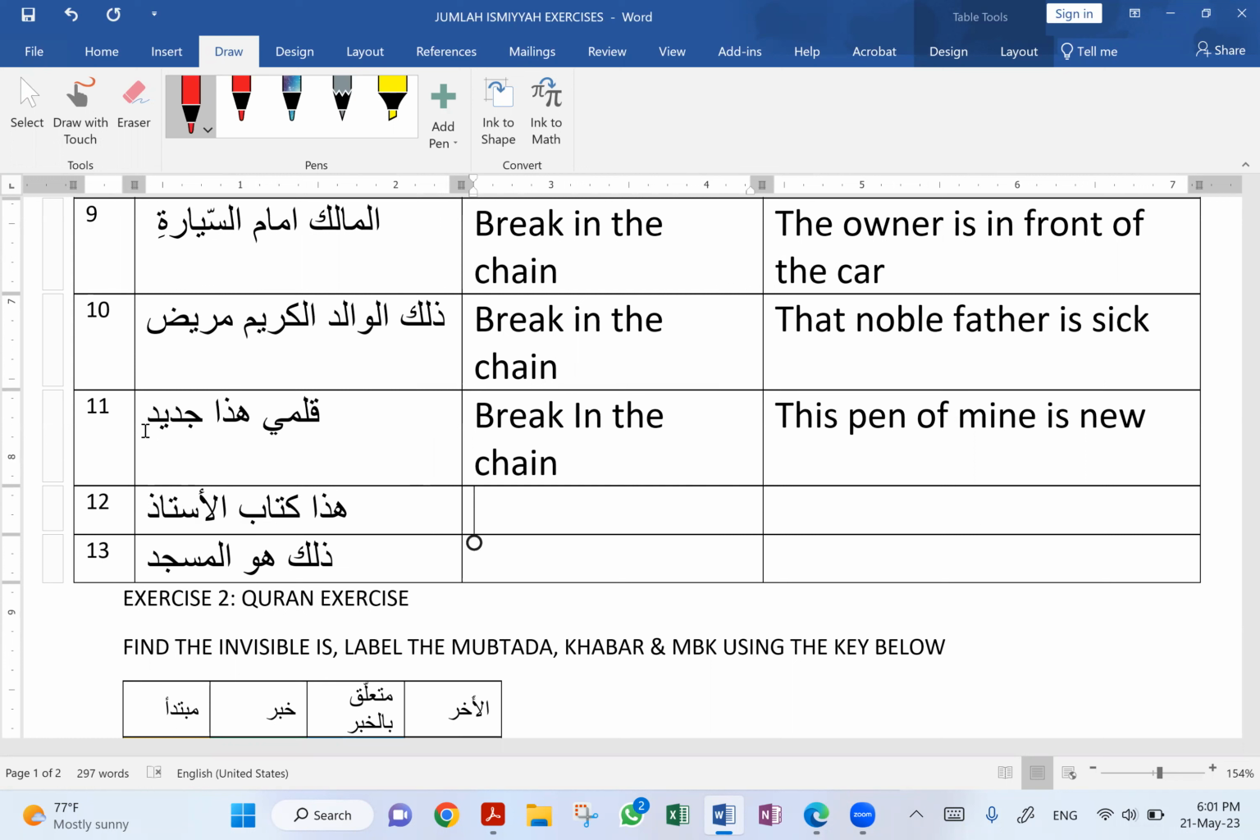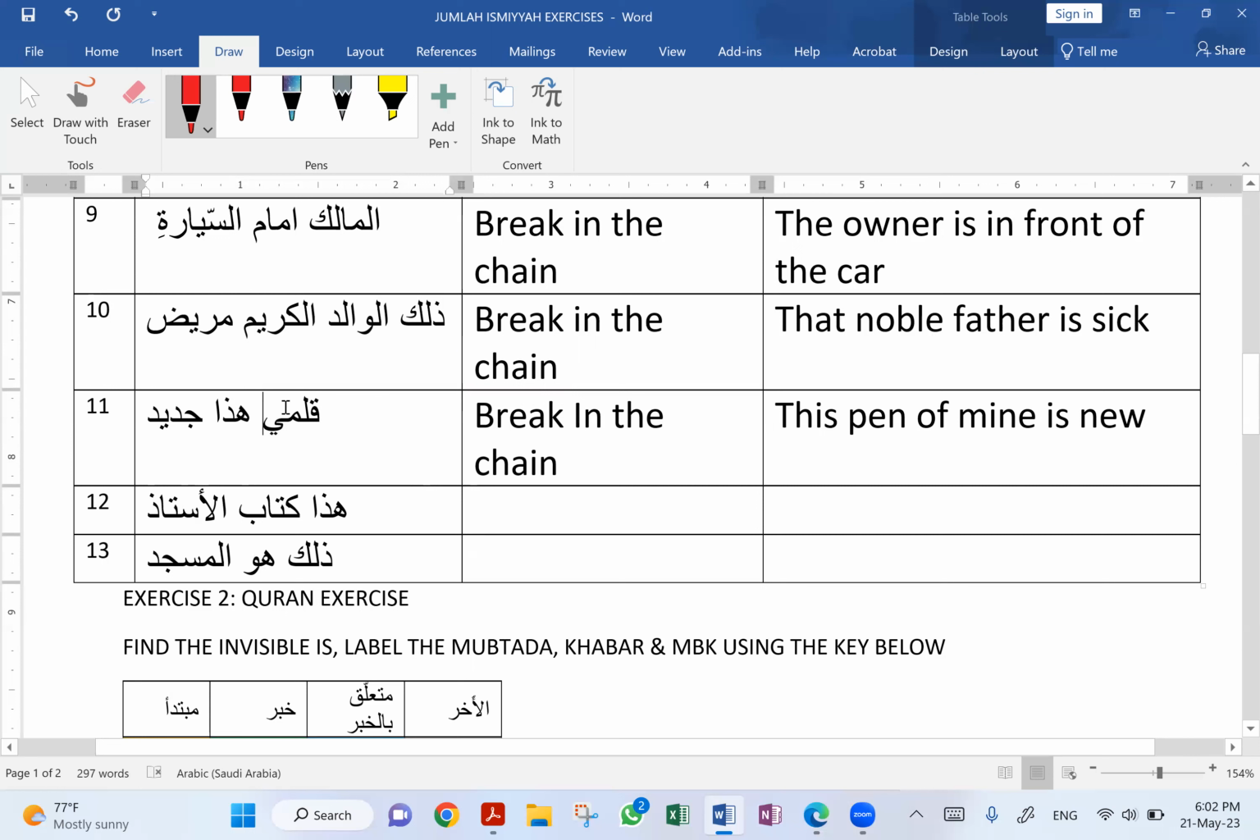Thank you. So in this new pen of mine, new pen is the sifa of pen. So new would be al-jadidu? Yes. Qalamil jadidu hadha. Because this is proper, al-jadid will have to be proper. Yes, you are right.